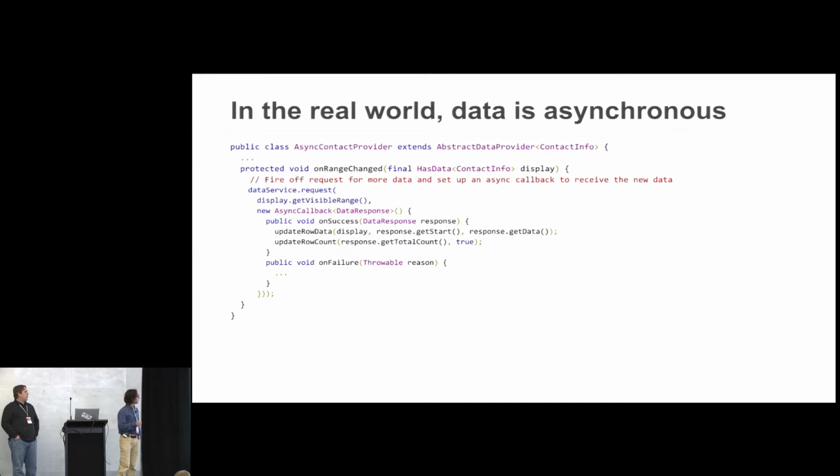In the real world, data is asynchronous. The way this typically works with cell widgets is that you have a data provider that follows the API of the AbstractDataProvider, and you're looking for what are called range change events. They're typically triggered by a user scrolling on the list, and then you get a new visible range. You'll typically fire off a request to your backend with that new visible range, and then you set up an async callback that finally updates the row data and the row count for your cell list.